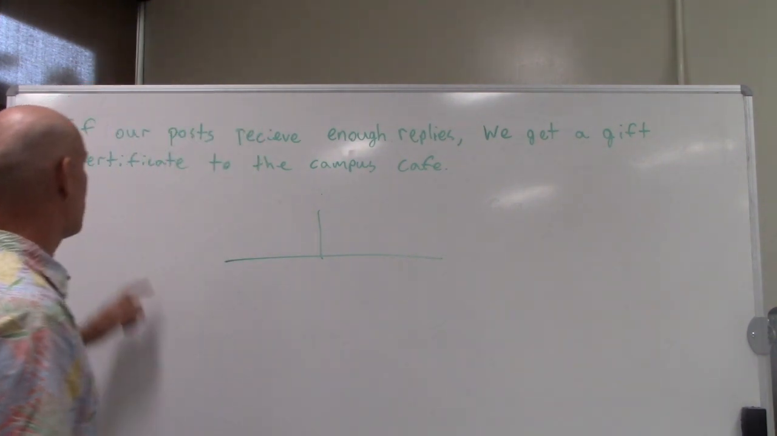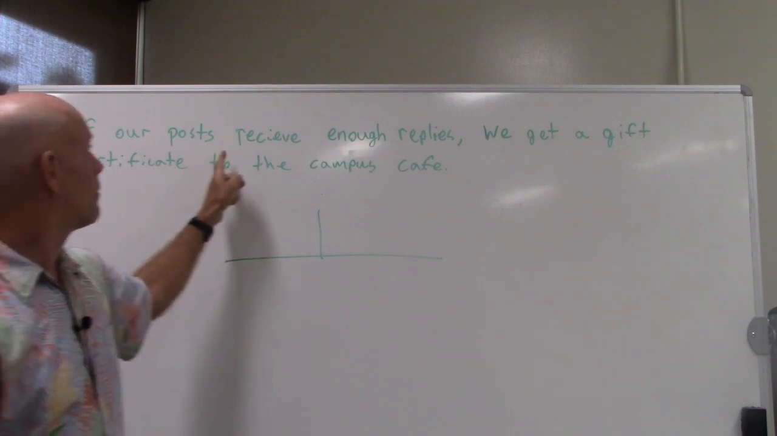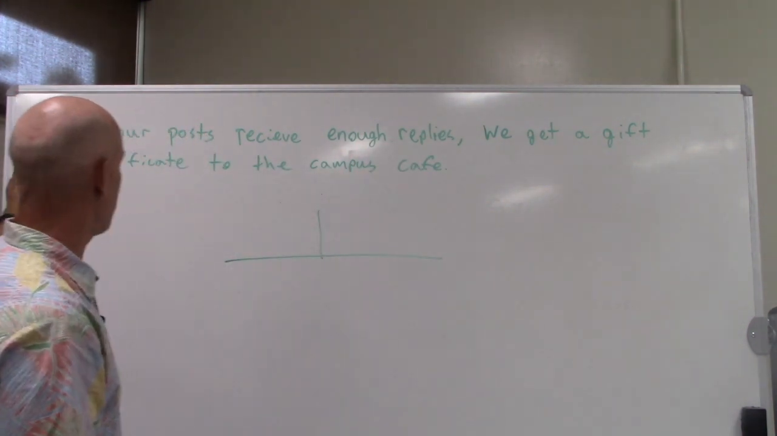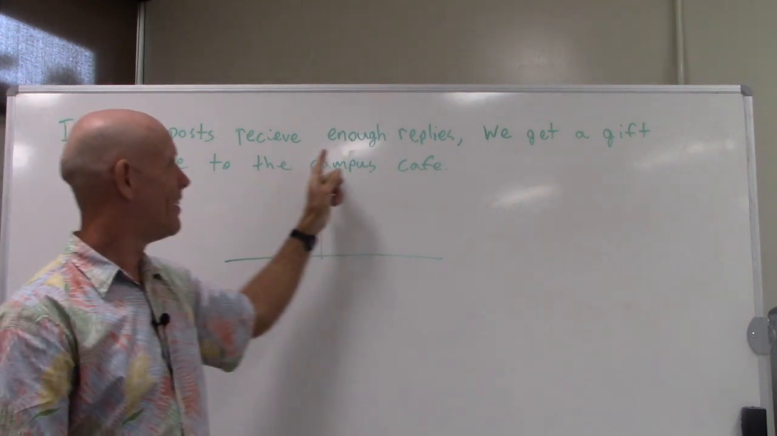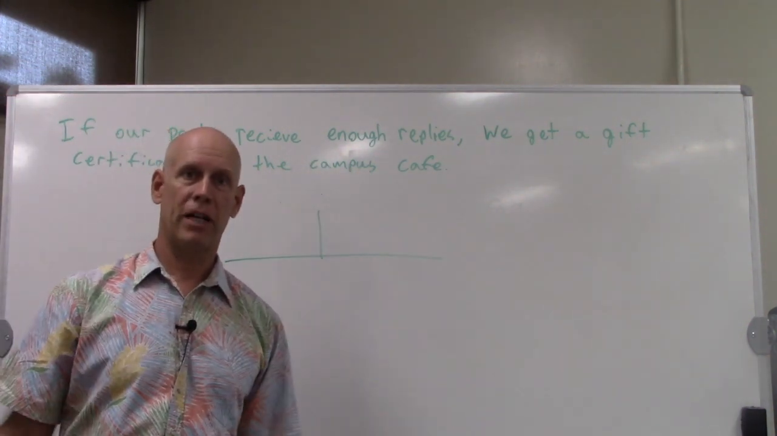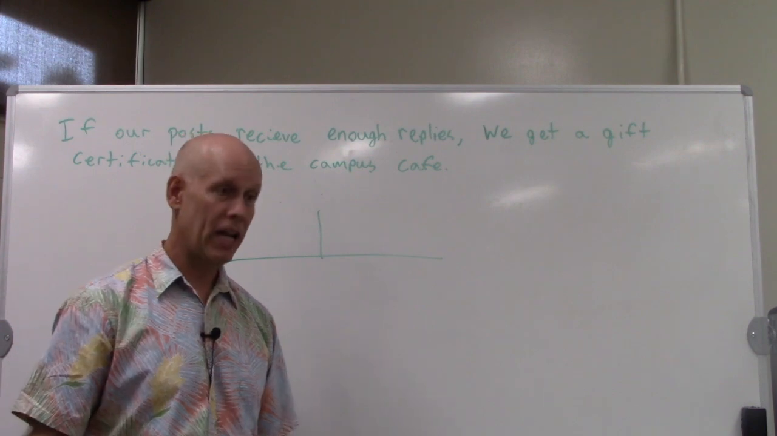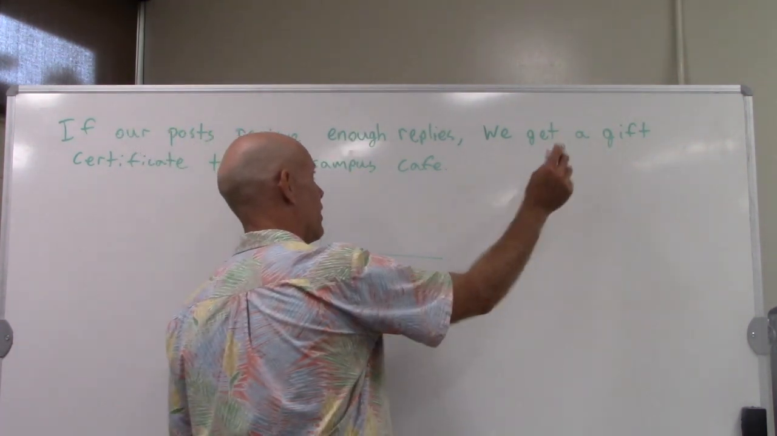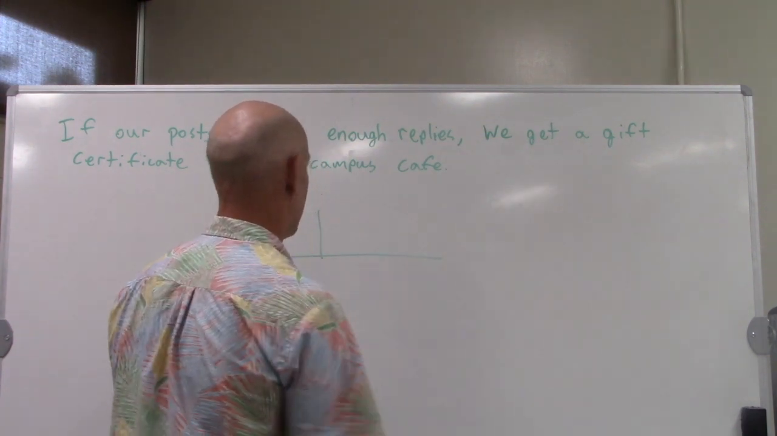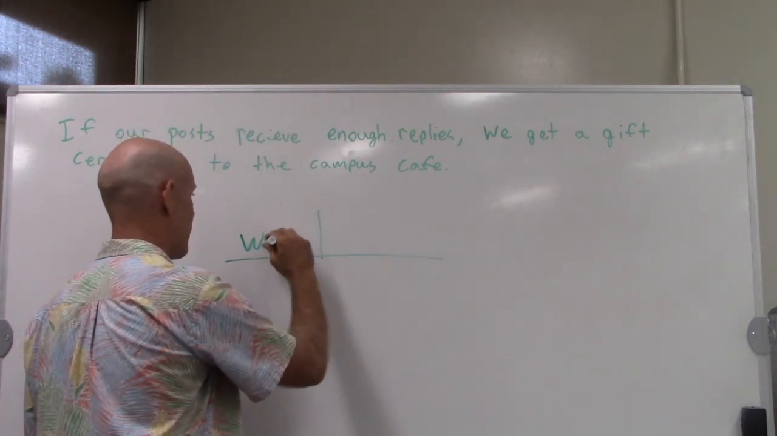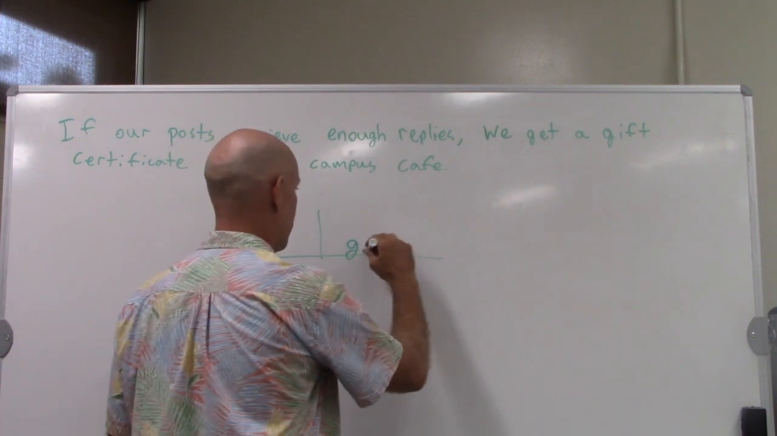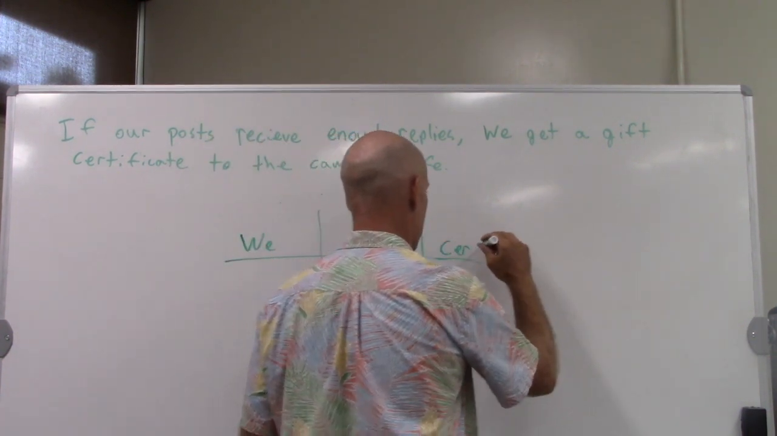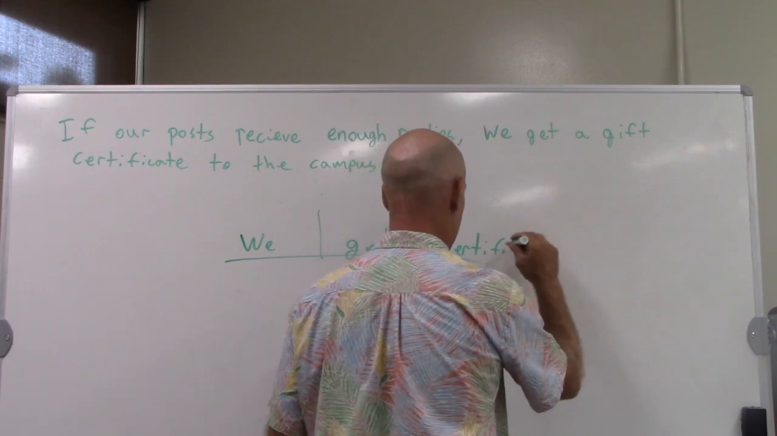Can you read up to the comma, please, buddy? If our posts receive enough replies... No, just right up to there. One more time, right up to the comma. Our posts receive enough replies. Is that a sentence all by itself? No, okay, so you know that can't be your main clause. Can you read the other clause? We get a gift certificate. Okay, so right there, we found our main clause. What is it that we get? A gift certificate. Okay.